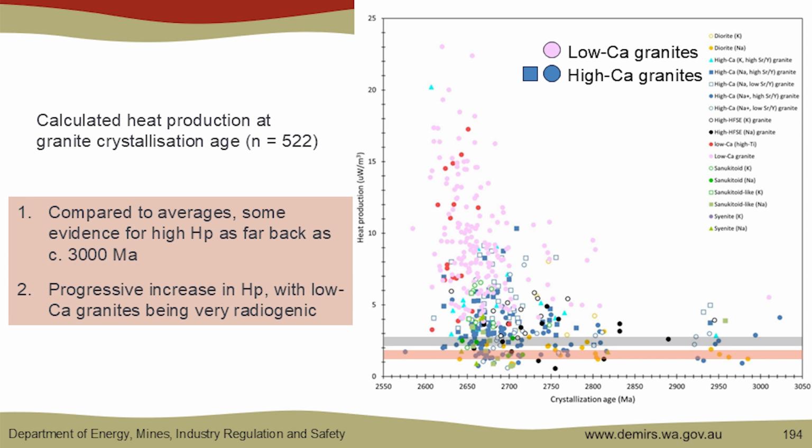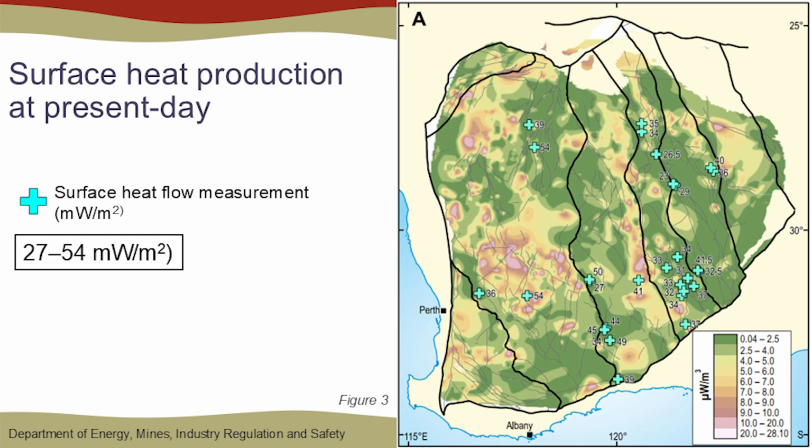And then we also see a progressive increase in heat production, really kicking off at about 2.8, but certainly by 2.7, where the low calcium granites in pink in particular are getting extremely radiogenic. Okay, we can look at this data in another way.